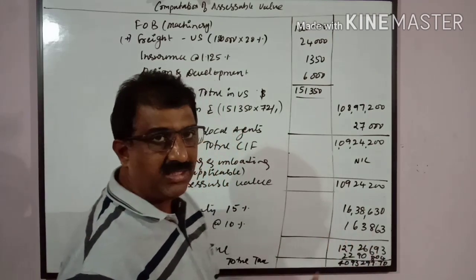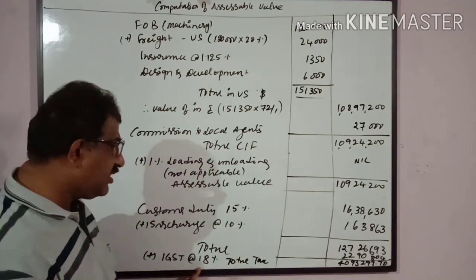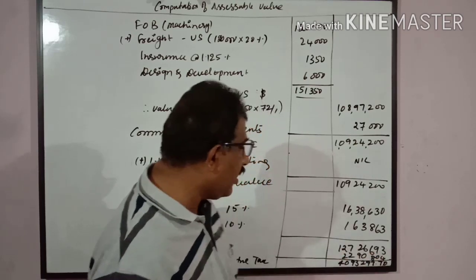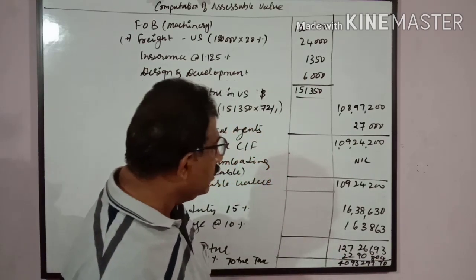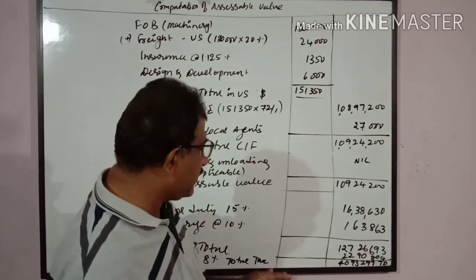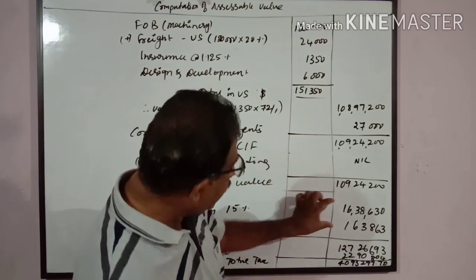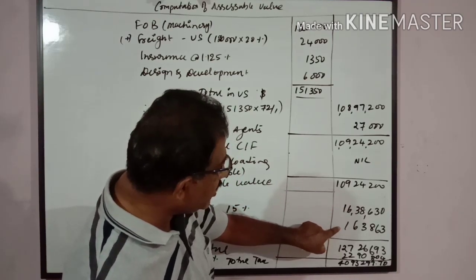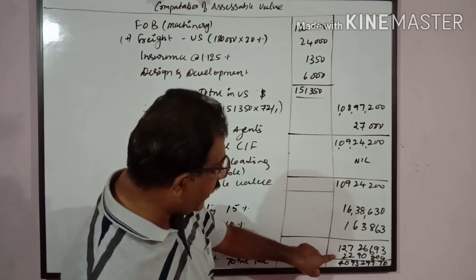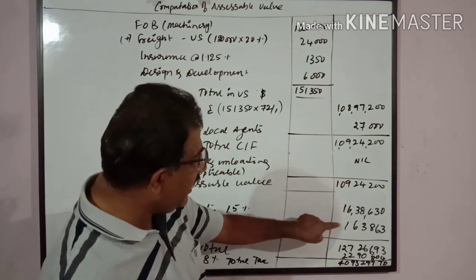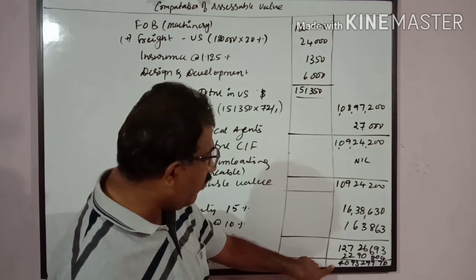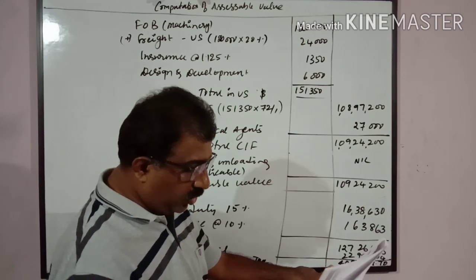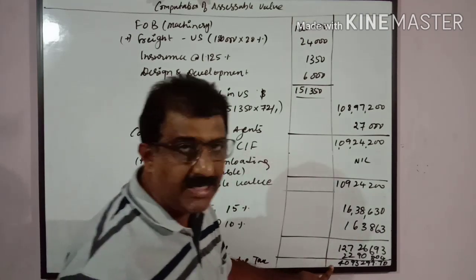On this value 1,27,26,693, 18% IGST is calculated. That comes to 22,90,804.70. So now the total tax and customs duty: I have taken this part, 16,38,630 plus 1,63,863 plus 22,90,804. These three parts were added. It comes to 40,93,297.70. That is the total customs duty and IGST payable.